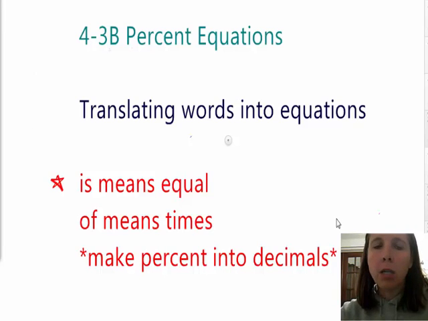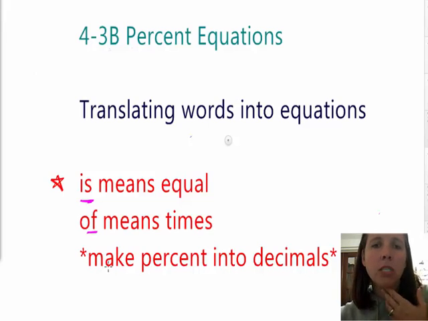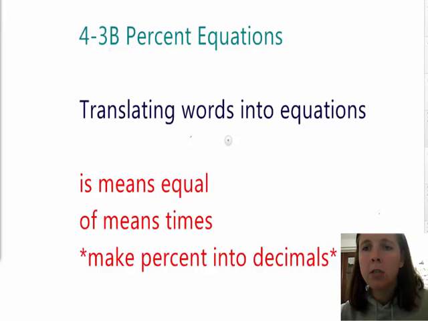The key, and I want to apologize, my pen is not working well, so you're just going to have to bear with me here. The important thing here is in a sentence, the word "is" means equal, and "of" means times, okay? And we have to make percent into decimals, okay? So let's do some.